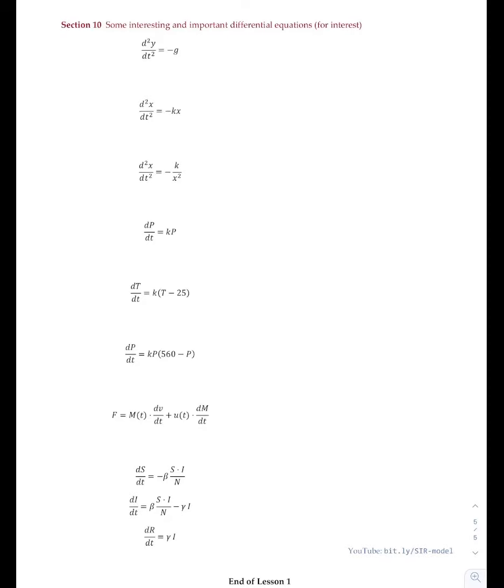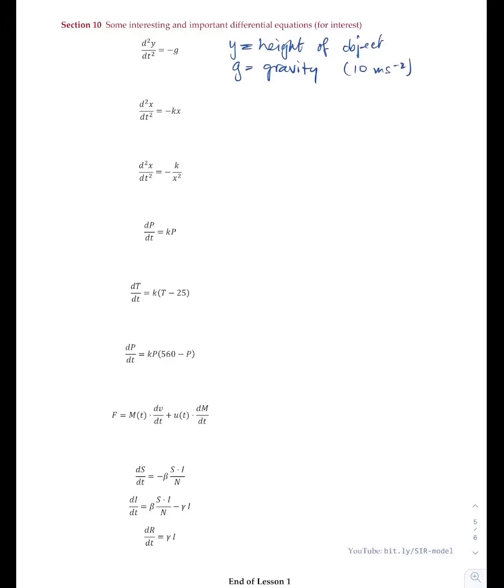So the first one is projectile motion, or throwing an object in the air. When you throw an object in the air, y is the height of the object. You'll learn all about this term. y is the height of the object, and g is gravity, the acceleration due to gravity, about 10 meters per second squared.